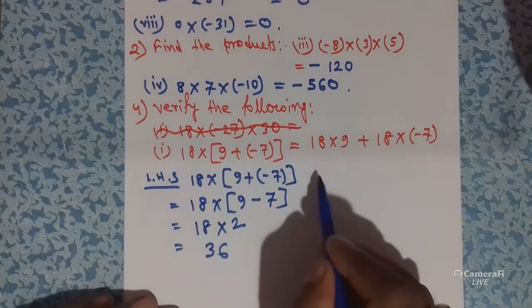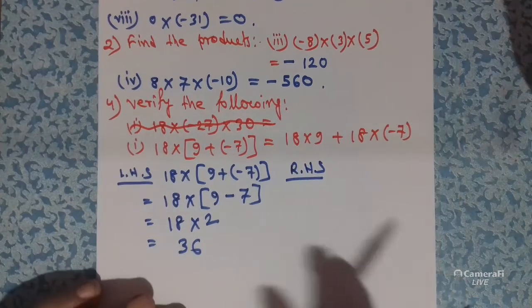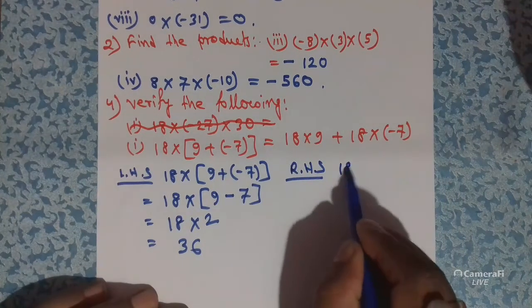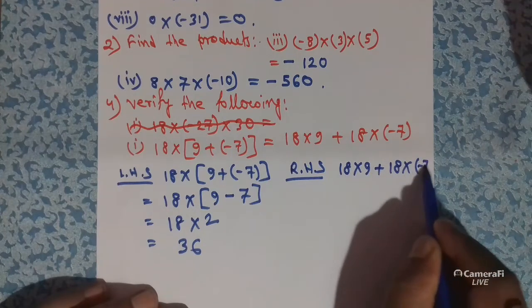Now we have to check whether the right hand side is also 36 or not. So let's check. 18 multiply 9 plus 18 multiply minus 7.